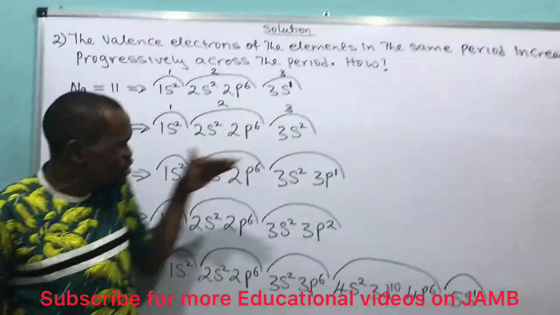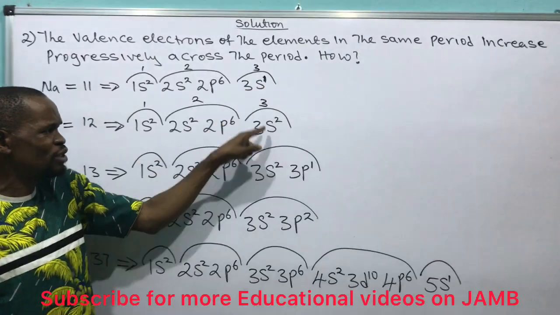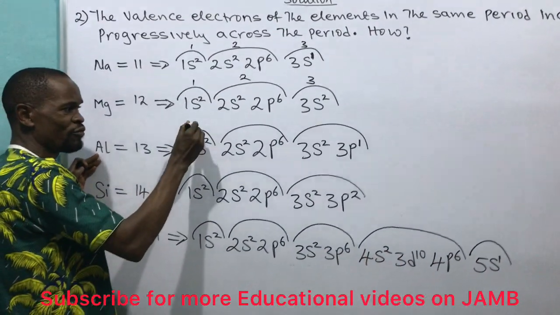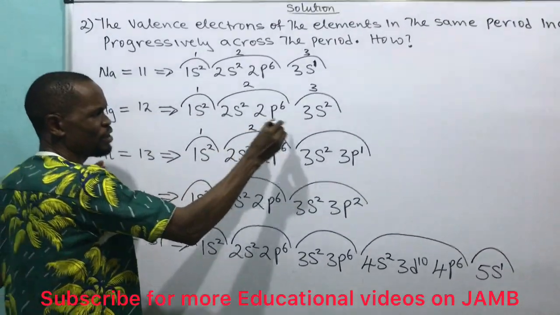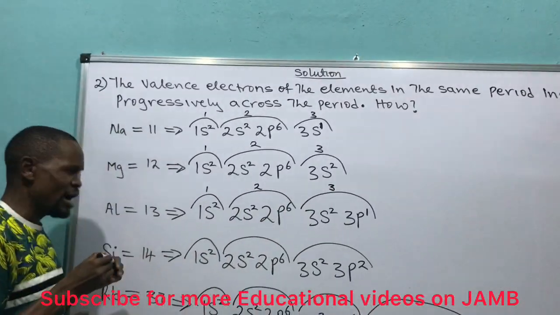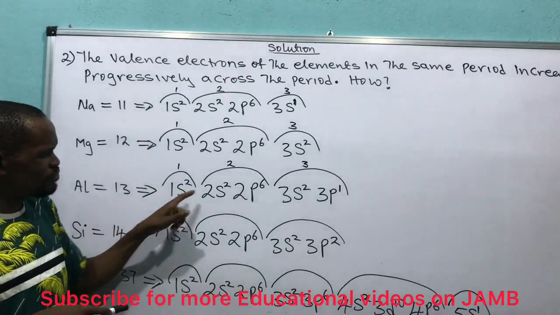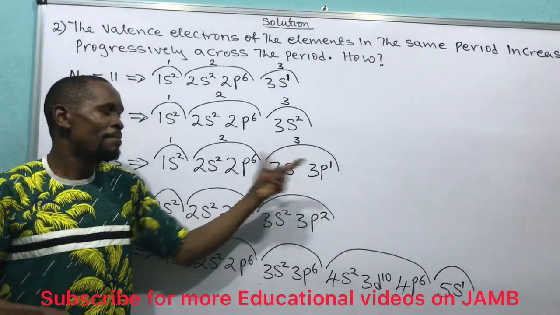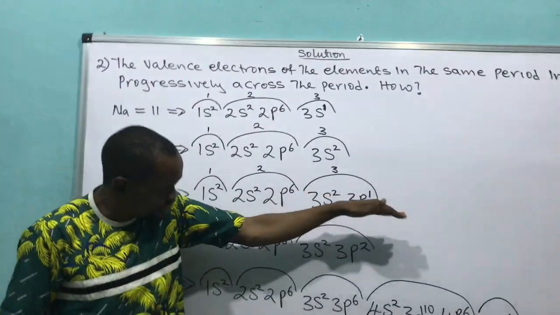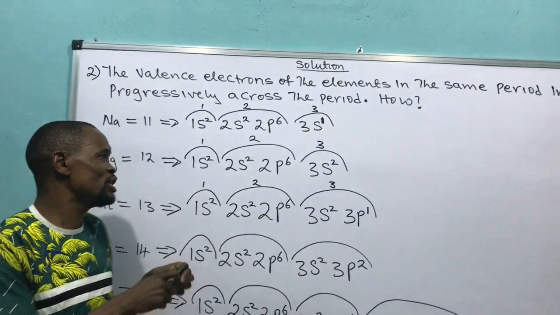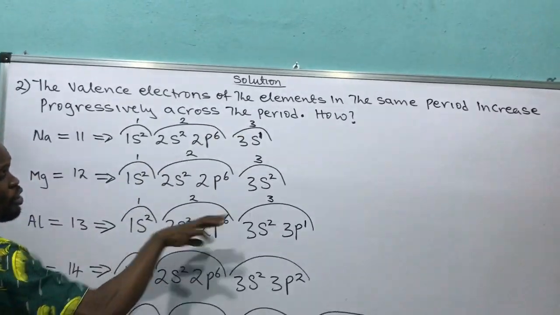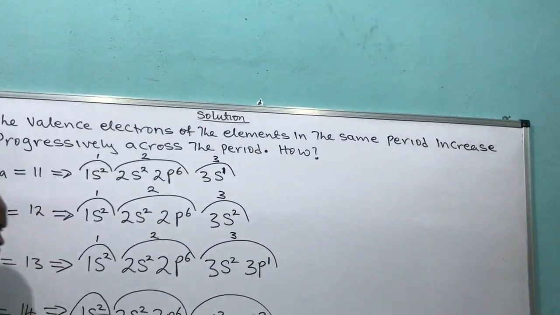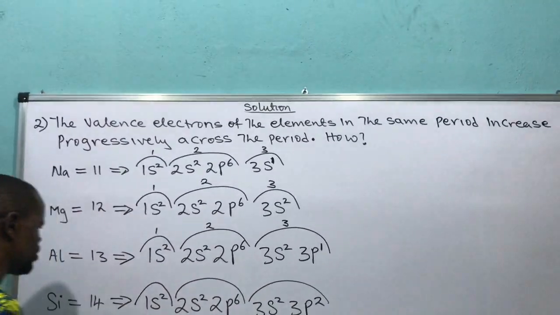Progressively across the period, it is just increasing. This one is 1, this one now is 2. Coming to this, which we call aluminium, 13. Electronic configuration: first period, second period, and third period. Look at the electrons in it, 1, 2. Look at the third period. How many electrons do you see there? 2, 1, making it 3. And you see as it's increasing in the same period. How many periods does this one have? 3 periods. But the atmosphere electron continues to what? Increase progressively across the period.